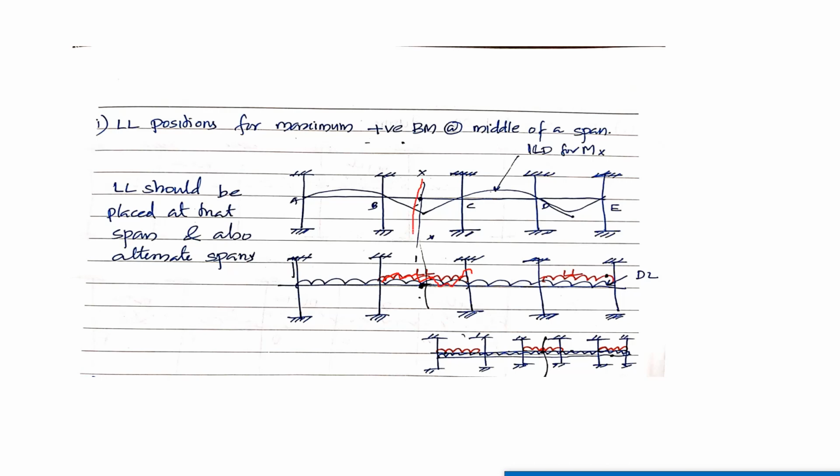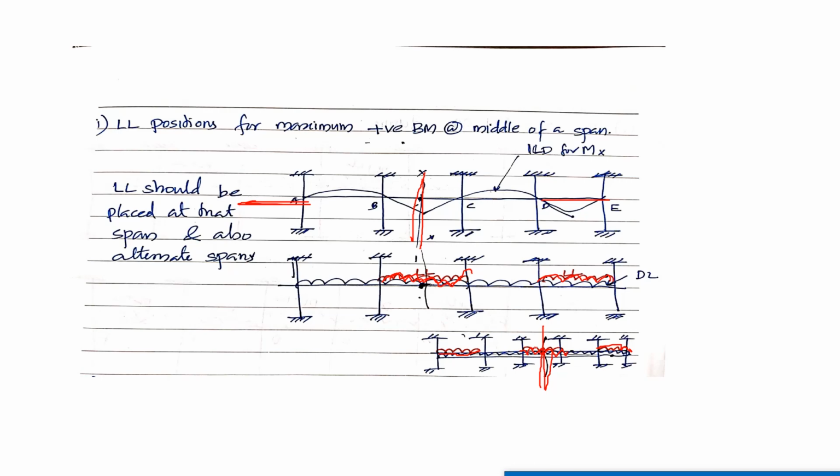So if you want to find the maximum bending moment at a section XX in the span BC, you have to place the live load at that section as well as on alternate sections. So alternate section means DE. If there were one more support here, you have to place it here also. So if there are 1, 2, 3, 4, 5 spans, and if you want to find the maximum bending moment at this level, you can place the live load here, here and here, alternate spans, and dead load throughout the span.